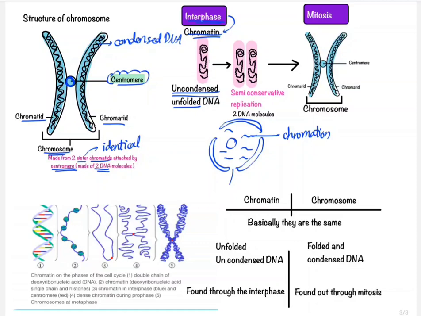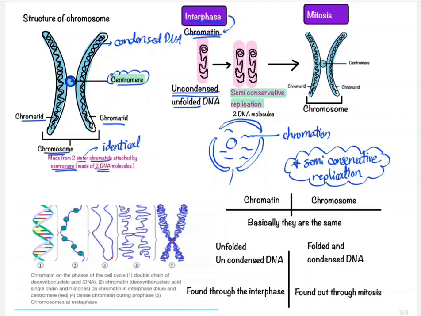And then it gets replicated, it doubles. We've always said that it doubles, and this is called semi-conservative replication. Semi-conservative replication. Let's just write it down another time. Semi-conservative replication. Okay, that's the phase where they get doubled.